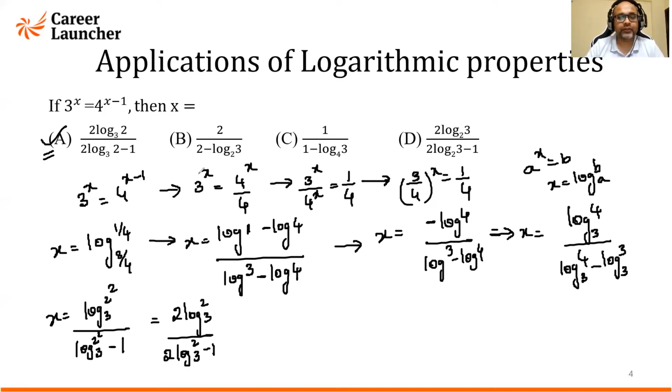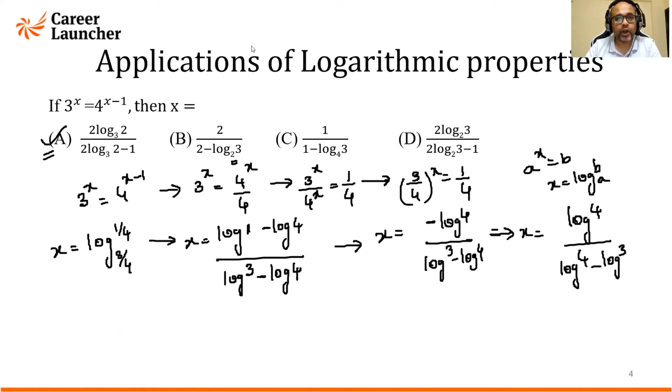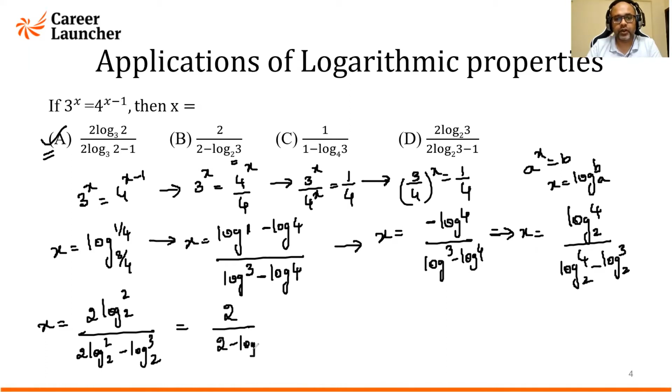But this is an interesting question. I have thrown in a little bit of multiple answer correct. So this is not the only answer correct. If you observe option B, it is taken to base 2. Which means in applying the base here, instead of 3, if I apply log base 2, what happens? If I write 2 here, I will get my option B. You can notice x will become equal to 2 log 2 base 2 by 2 log 2 base 2 minus log 3 base 2, which is equal to 2 by 2 minus log 3 base 2, which is very clearly option number B. This is also correct.